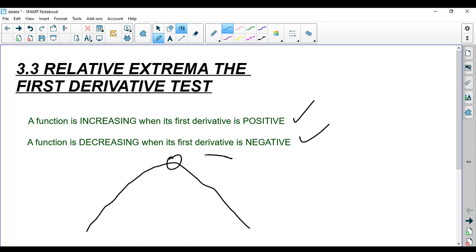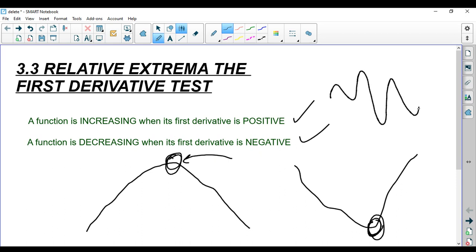You can see this point is a high point on that graph if it goes from increasing to decreasing. And if it goes from decreasing to increasing, that's going to be a low point. As you're going to see, this is going to be called a relative maximum because it's the highest point relative to the points around it. And this is going to be called a relative minimum. Now, it's relative because if the graph looks like this, it can have a bunch of relative maximums and also a bunch of relative minimums.